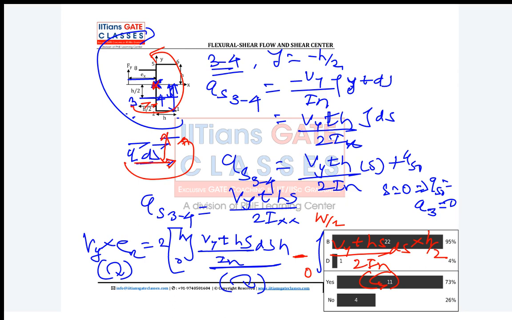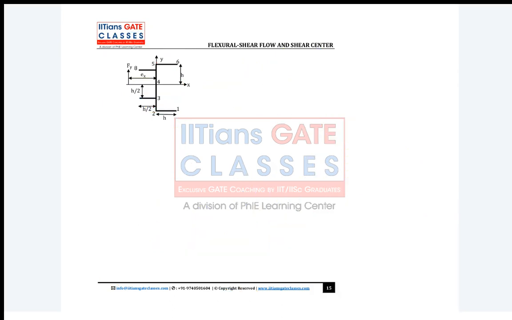Plus or minus? Since this moment is anti-clockwise, it will be minus, because we are not doing moment equilibrium, it is moment equivalence. See, this is clockwise, so this should be equated clockwise to clockwise. So it is clockwise, so we got plus, but since it is anti-clockwise, here negative side. Now guys, we'll just do integration.